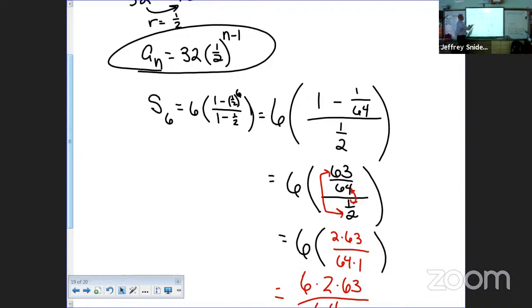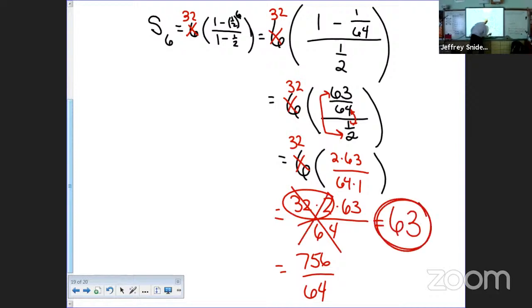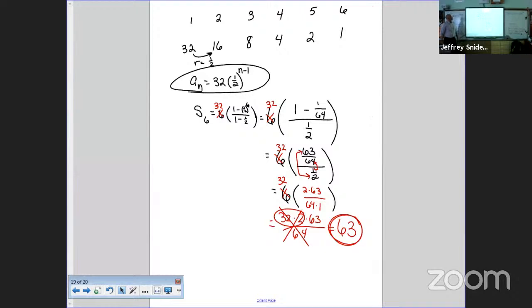So for us, this 6 should not be a 6. It should be a 32. Right here, that's a 32. And guess what these give me? 64, which cancels out that 64, which gives me what? 63, which is the correct answer. Okay? Boom. There it is.